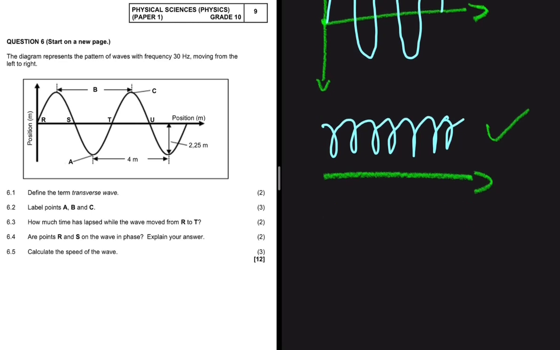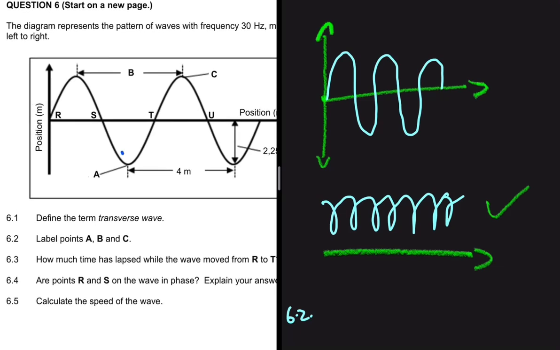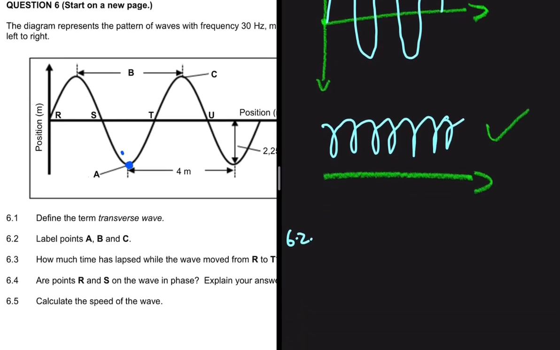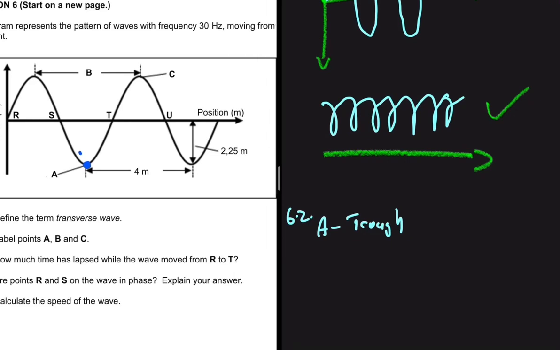Let's look at 6.2. Label the points A, B, and C. Let's go ahead and look at point A. Point A in a transverse wave is what we call a trough. So point A is a trough. For the sake of clarity, this point here that I'm highlighting is another trough.